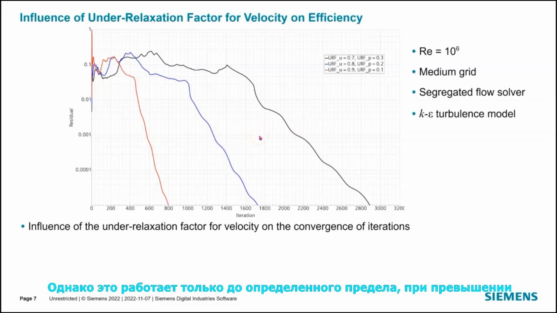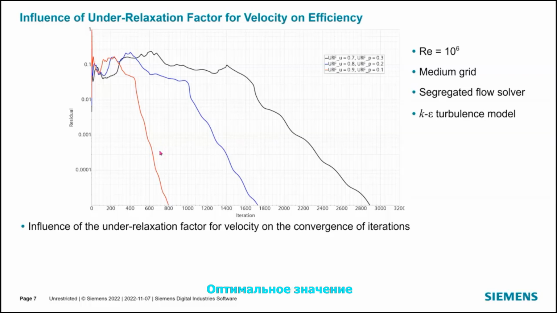However, this only works up to a certain limit, beyond which convergence becomes again slower or iterations diverge. The optimum value of the under-relaxation parameters depends on the flow being computed and the grid fineness, as it's usually lower for finer grids, and on the grid quality, as it is lower for poor grid quality.